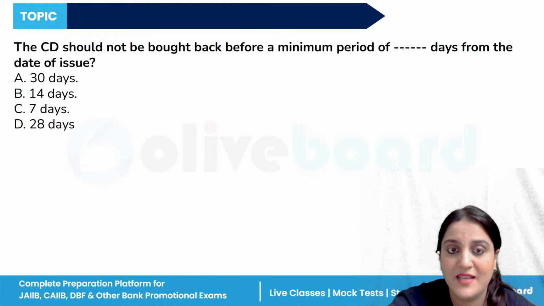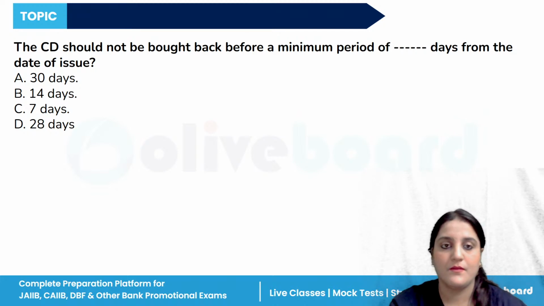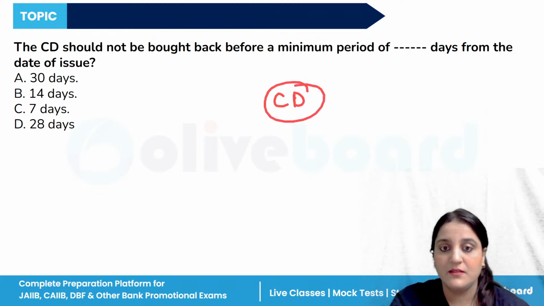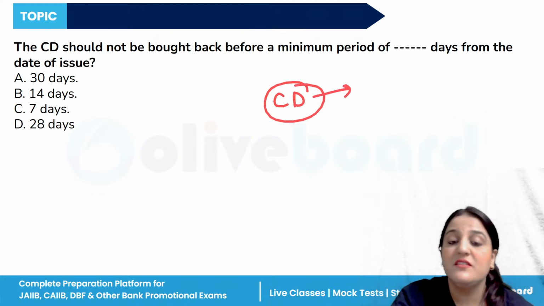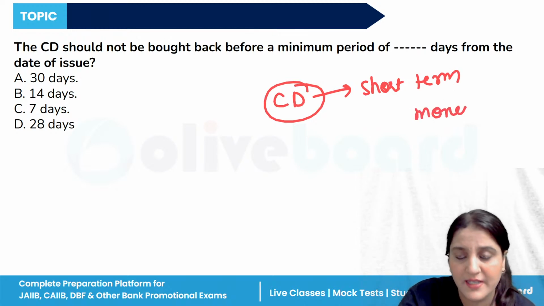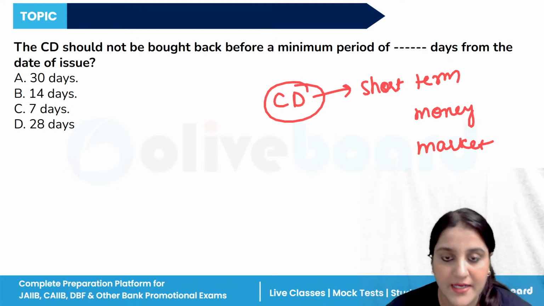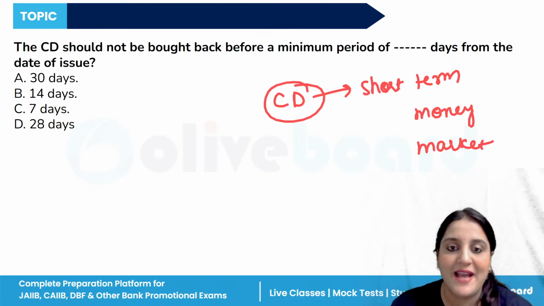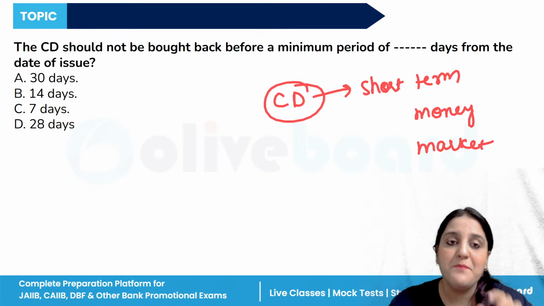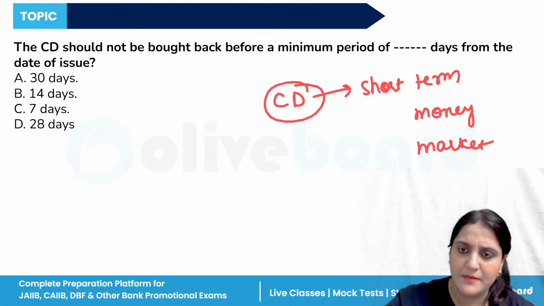So, clear? Next question. The CD should not be bought back before a minimum period of dash days from the date of issue. 30 days, 14 days, 7 days, 28 days. CD, that is a certificate of deposit. This is a short-term money market instrument. So here the concept of CD is clear. It is a short-term money market instrument issued by banks and has a minimum holding period before it can be bought back or redeemed.